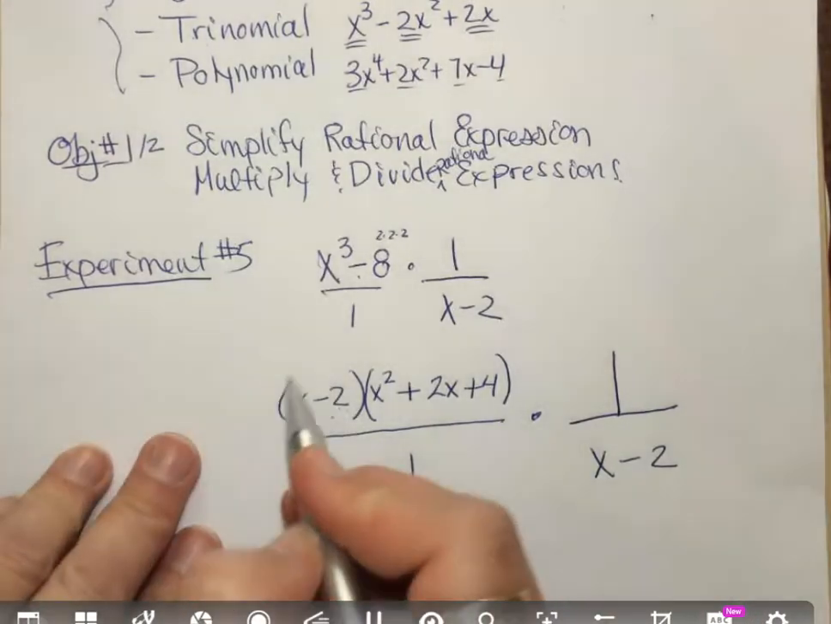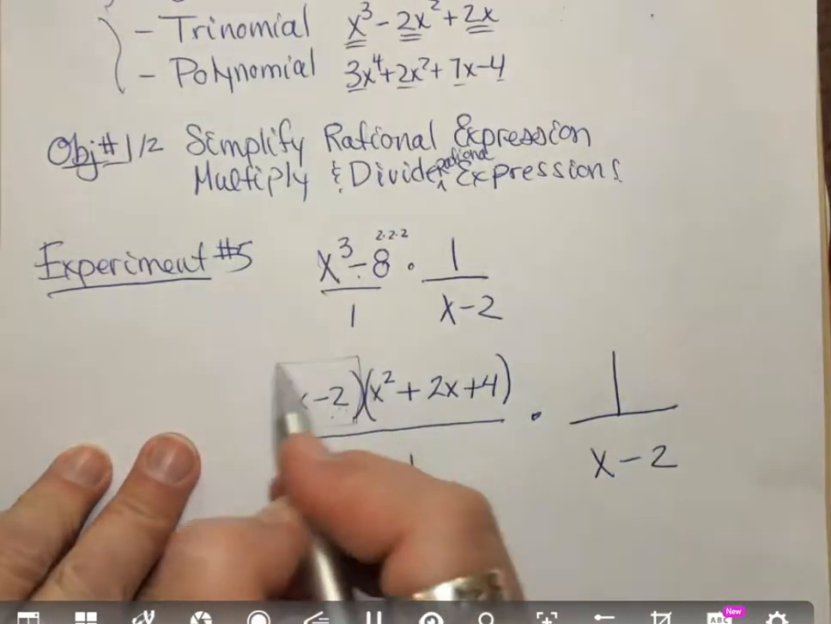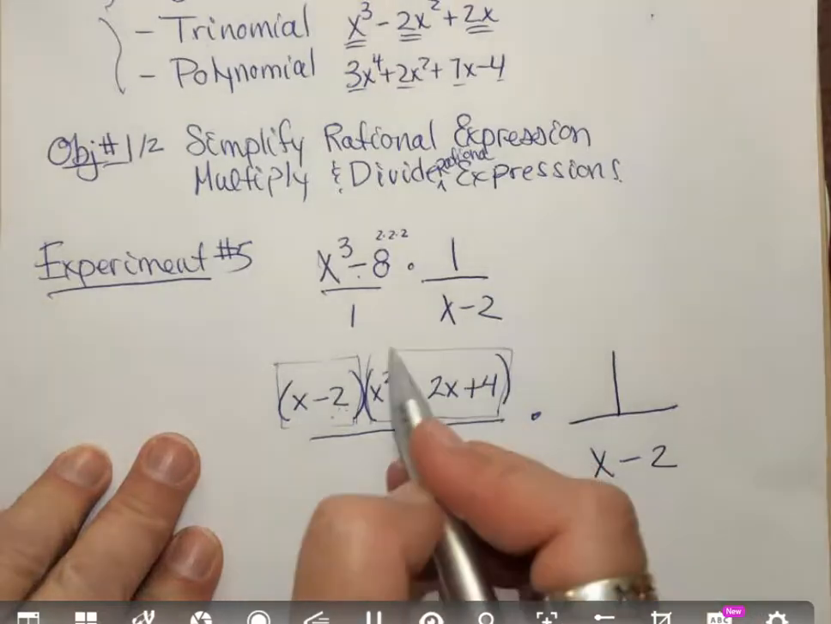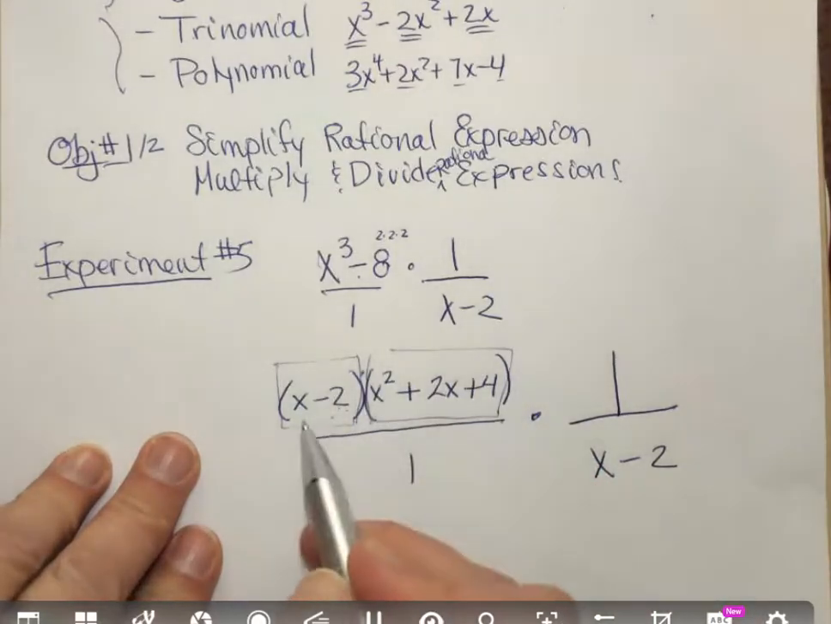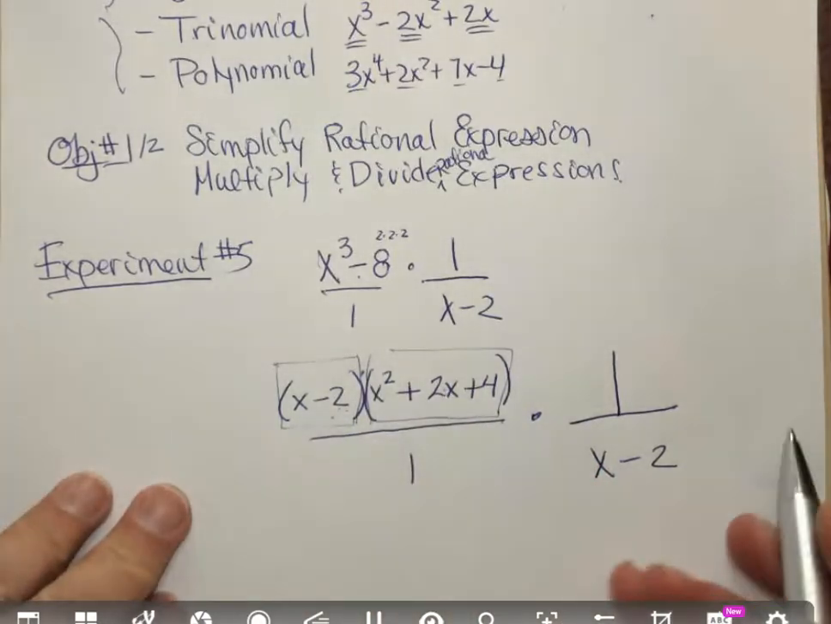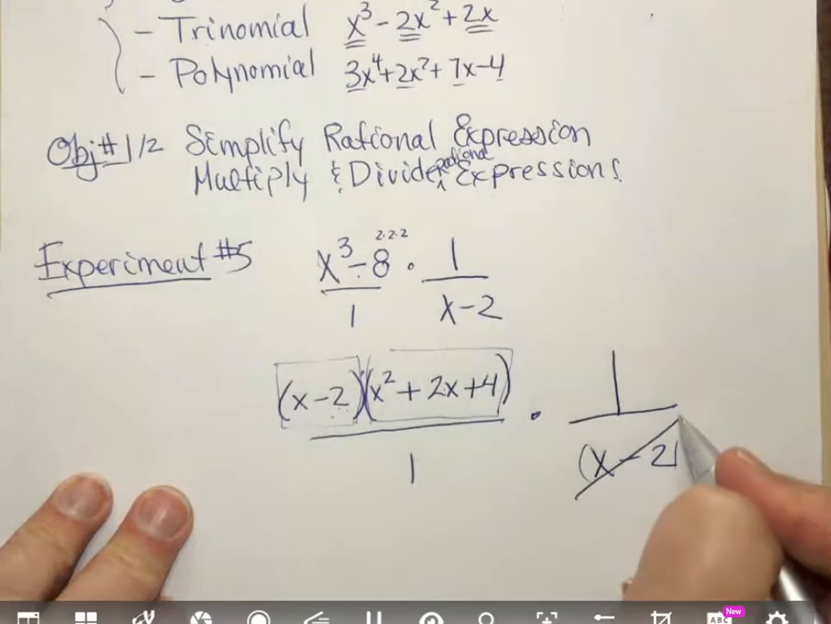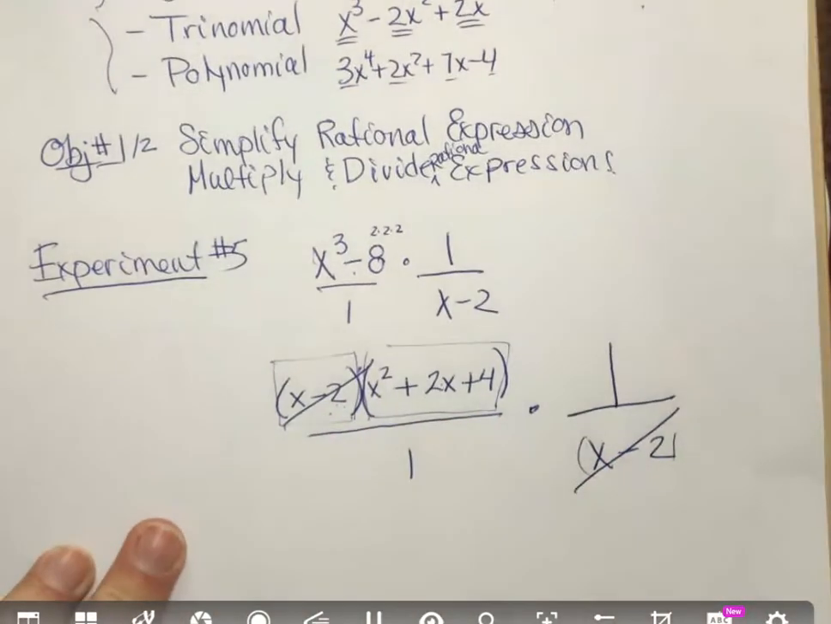Now I have two things being multiplied together. Since I have two objects being multiplied together, now I can cancel. So I'm going to cancel my x minus 2 and my x minus 2. And I get x squared plus 2x plus 4 over 1.